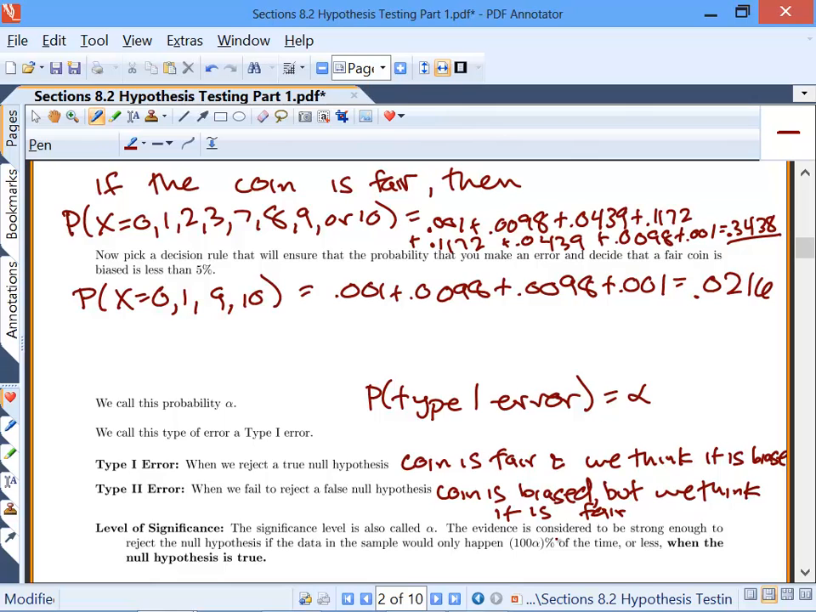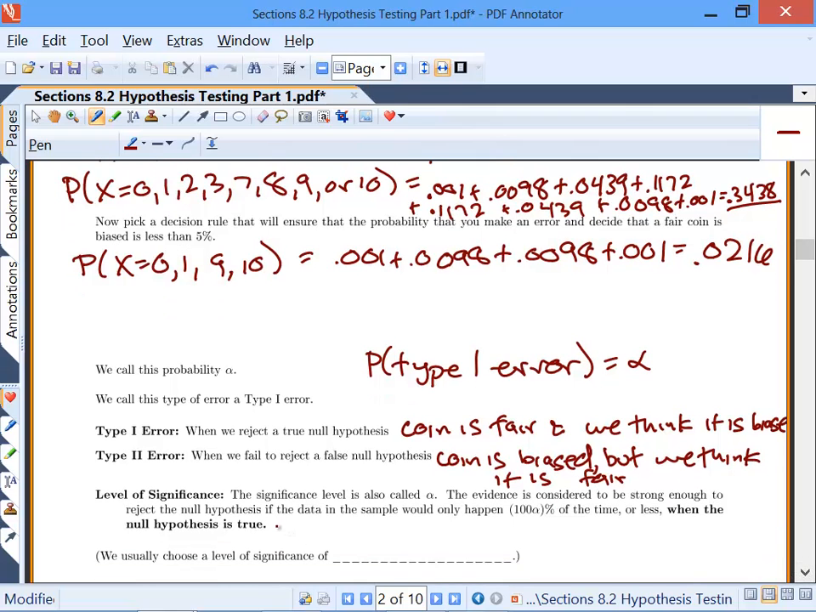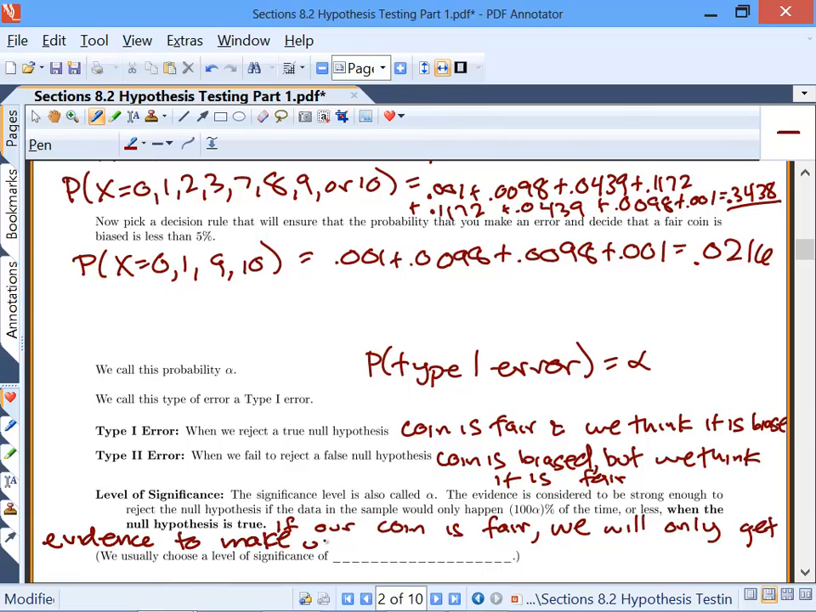this means if our coin is fair, we will only get evidence to make us decide it is not fair, let's see, 2.16% of the time.